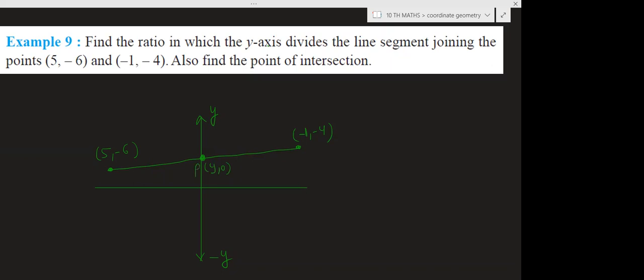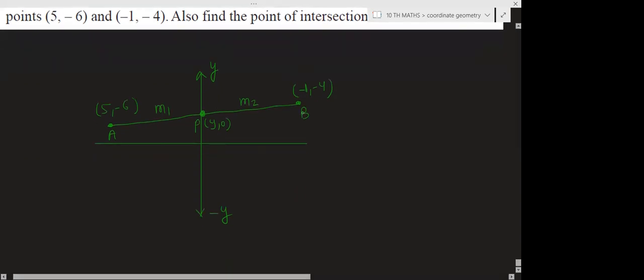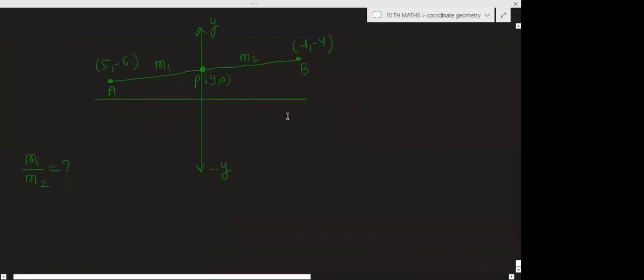Suppose this is the point P on the y-axis. This is point A and this is point P. We have to find in which ratio, means this ratio we have to find, m1 ratio m2. m1 divided by m2 we have to find, and we also have to find the value of y.